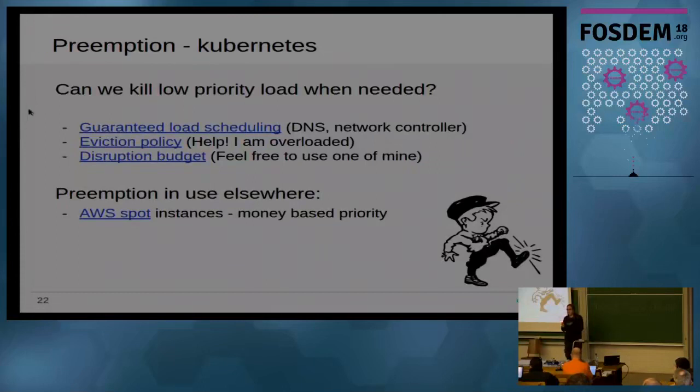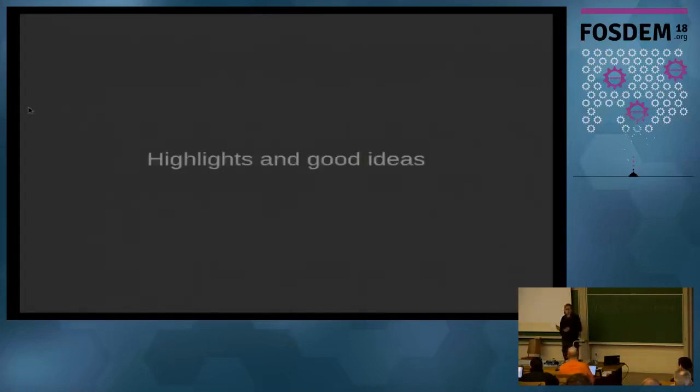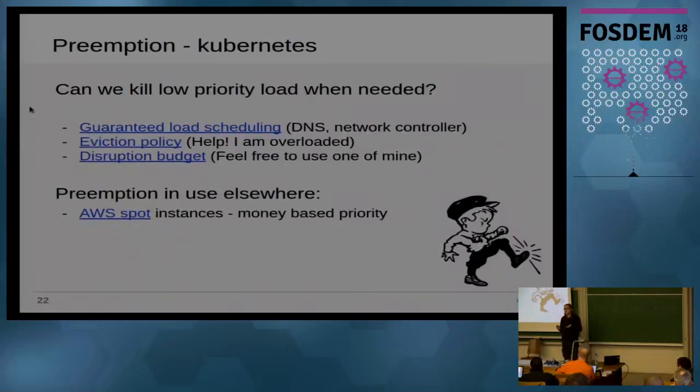Now, Amazon Web Services, the spot instances is the same thing, except you don't have score, you have money. So you say how much work is your load? And if the current price is higher, Amazon will just kill your VM to start the load that earns them more money. So that is the same thing, it's preemption.